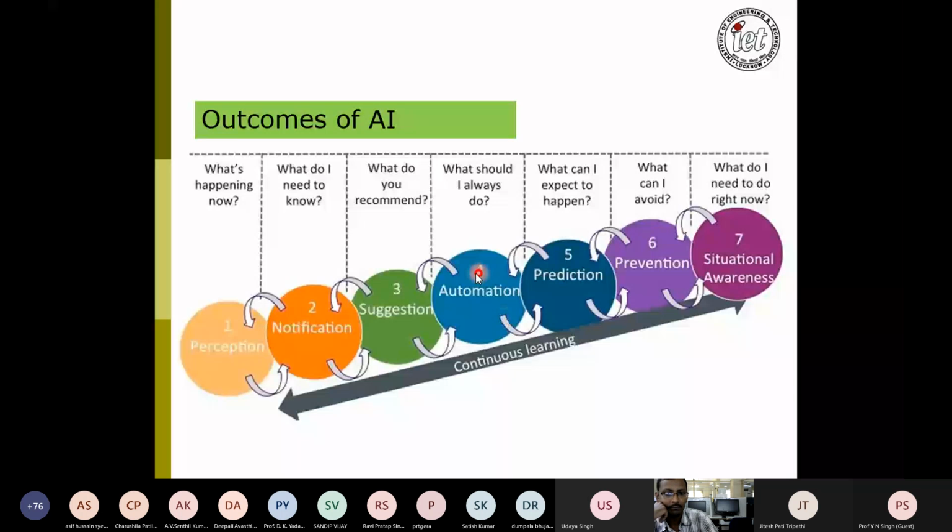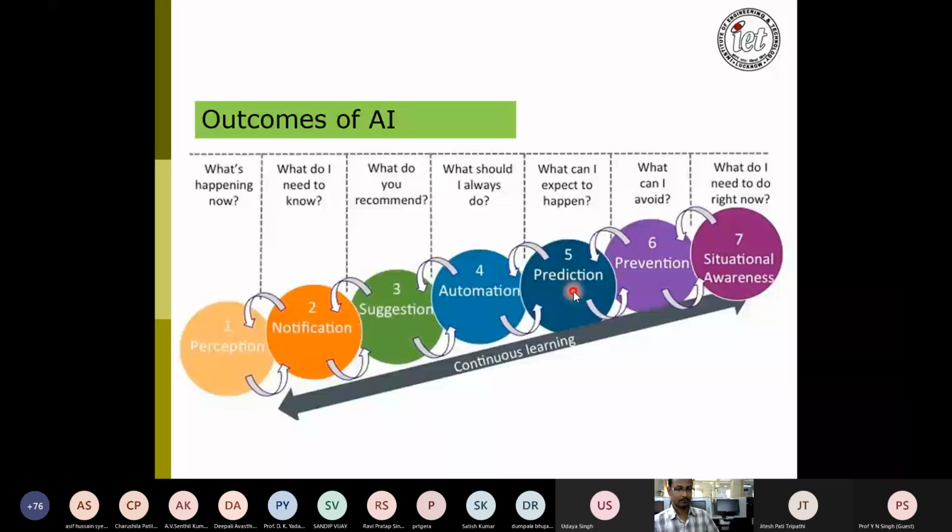And then automation. We are trying to automate the process, meaning solve the problem through machines. Then what should I always do, right? Once we do automation, once we play with the machines, then certainly we expect some results, meaning prediction. So what can I expect to happen? Certainly it is part of the training. Once I train the machines or provide knowledge, okay, yes, the machine is able to predict or to solve the problem.